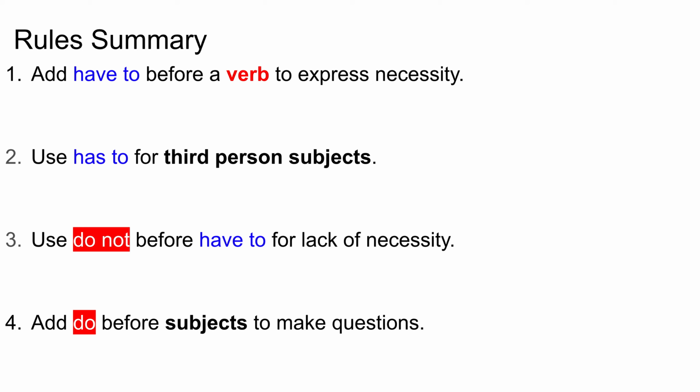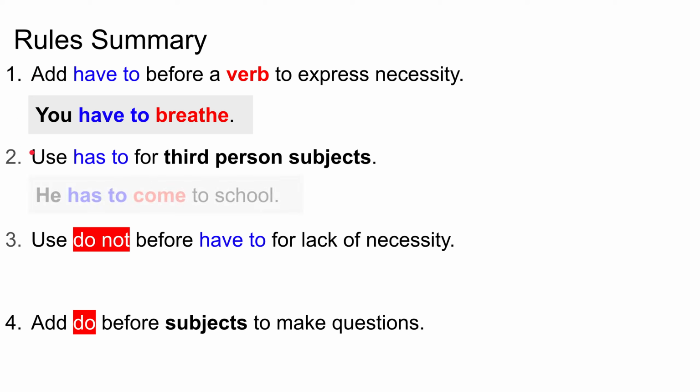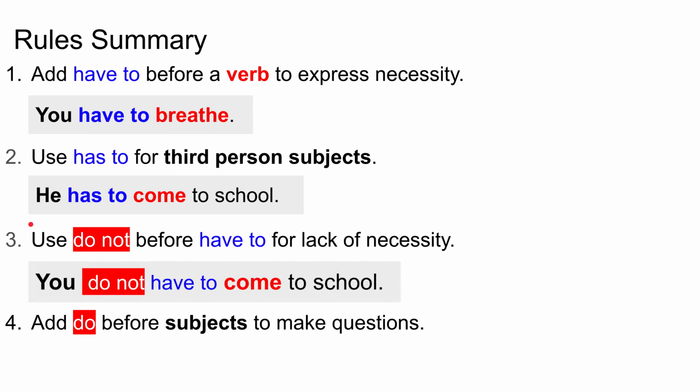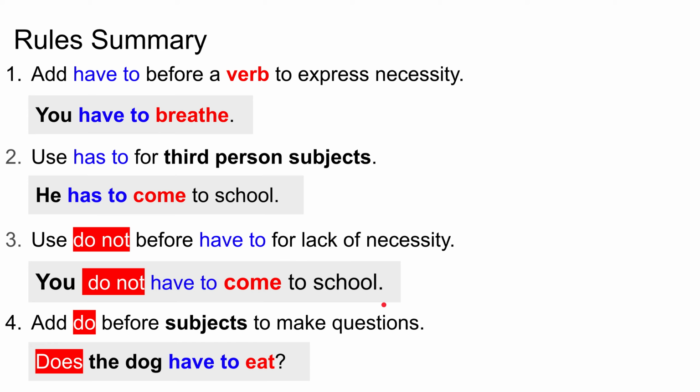Quick summary. Rule number 1: add have to before the verb to express necessity. You have to read. Use has to for third person subjects. He has to come to school. Use do not before have to for lack of necessity. You do not have to come to school. And add do before subjects to make questions. Does the dog have to eat?